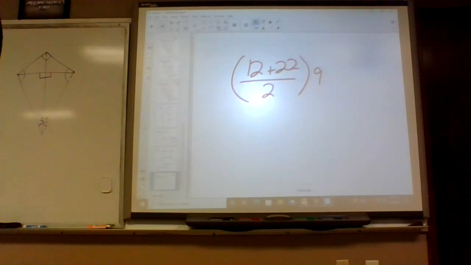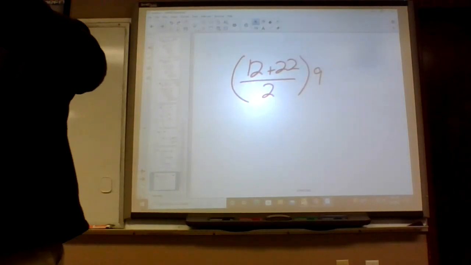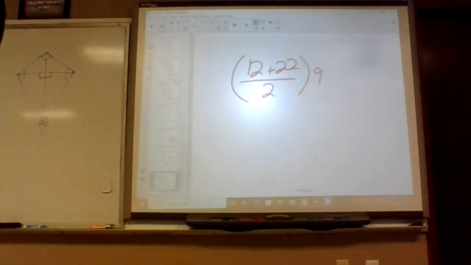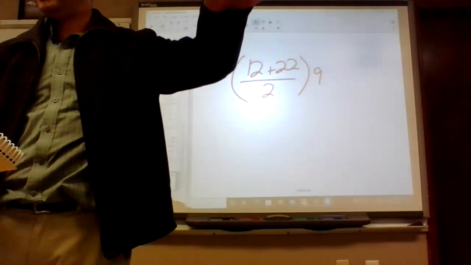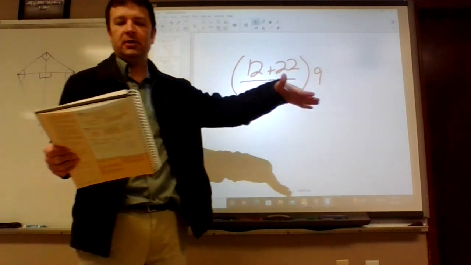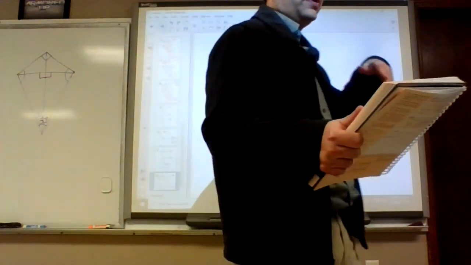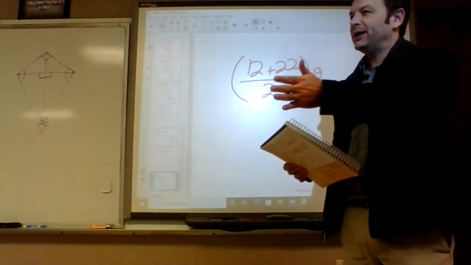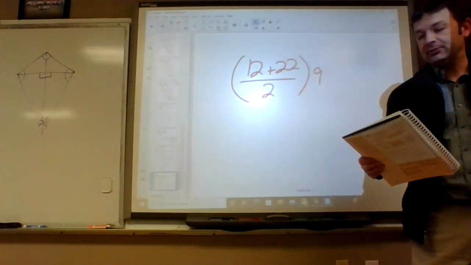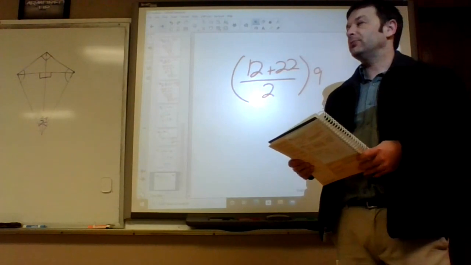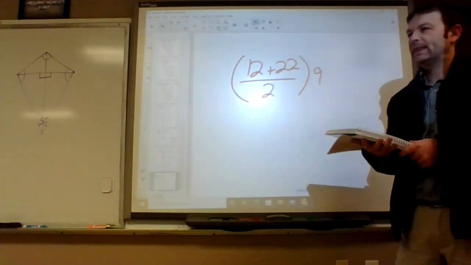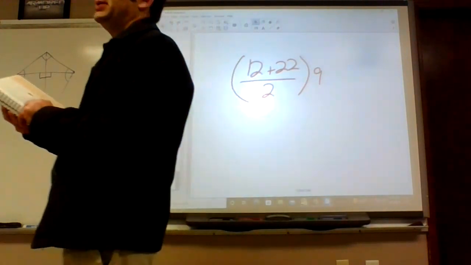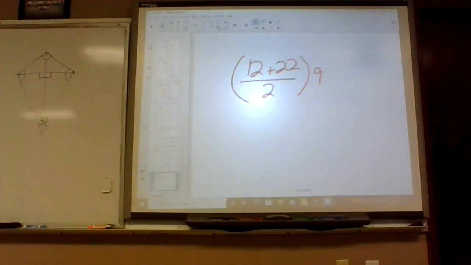So how long would the up and down diagonal be? 8 feet. And how long would the left and right diagonal be? 6 feet. Each yard turns into 3 feet, so 3 plus 3 is 6. So basically we got an 8 foot diagonal and a 6 foot diagonal. Do you guys remember the formula? Yeah, it's a kite. So 8 times 6 divided by 2.